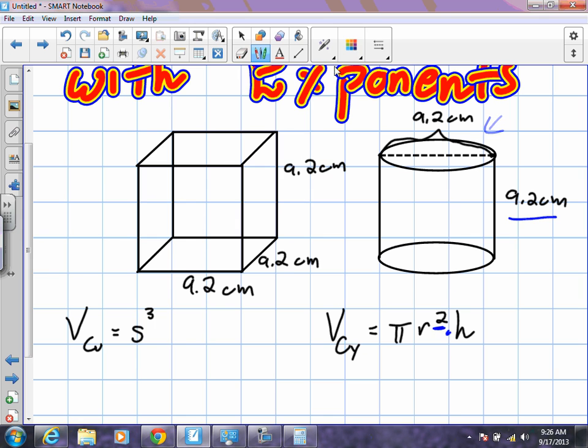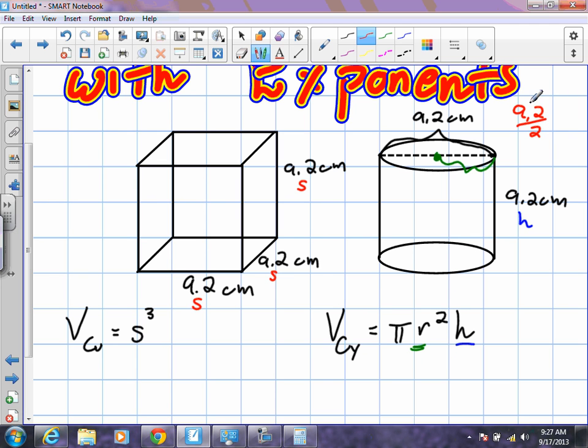Okay? So we're going to label each of these. S stands for the side. So essentially, it's all of these sides times each other. Now the height of the cylinder is 9.2. But what about the radius? What is the radius of the cylinder? That's right, we have to divide this by 2, because the diameter is the entire amount, but the radius is only half of that. So we take 9.2 and divide it by 2. Anyone know what we get? 4.6. So the radius here is 4.6. So we need to keep that in mind as we go through this.